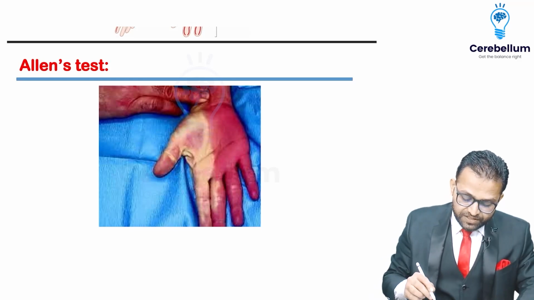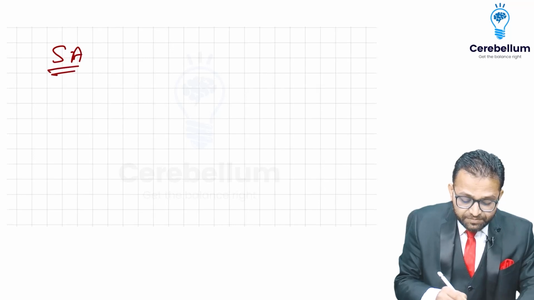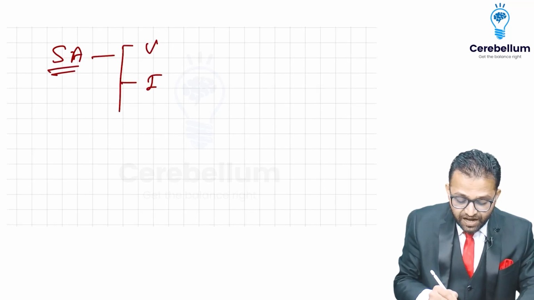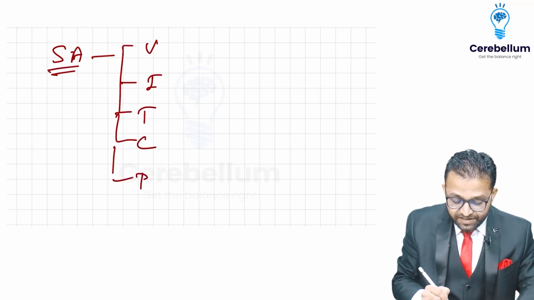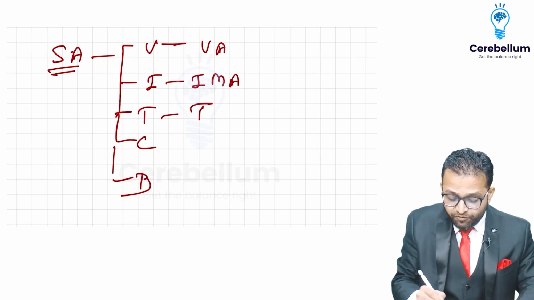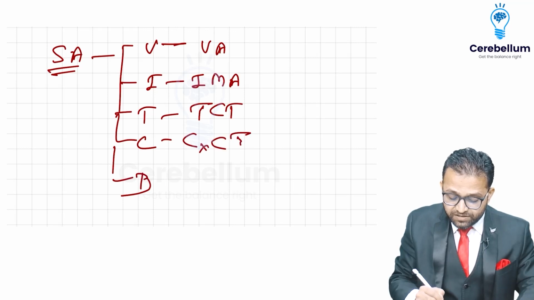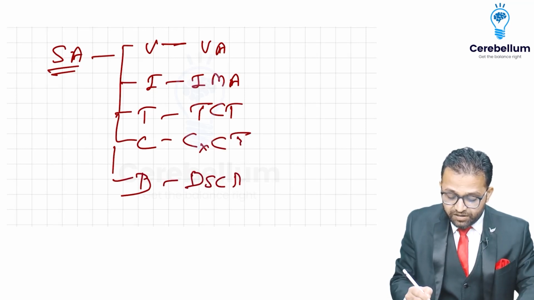Remember a few things, like the branches of the subclavian artery. You can remember the subclavian artery branches with the formula V, I, T, C, D. Remember, V for vertebral artery, I for internal mammary artery, T for thyrocervical trunk, C for costocervical trunk, D for dorsal scapular artery. Okay, sir.